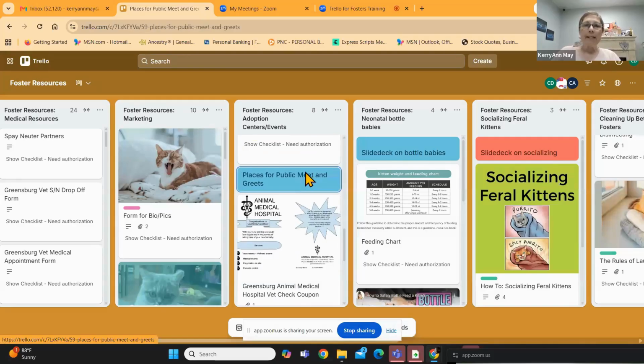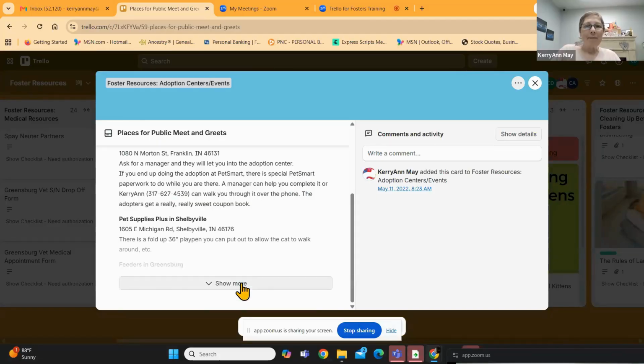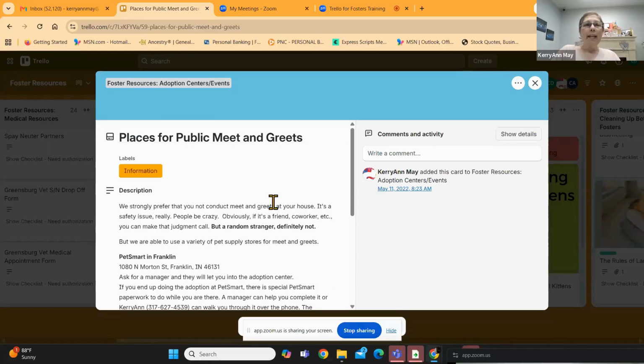Okay, really important: places for public meet and greets. So sometimes you might have somebody who's interested in a cat that's in foster care. They might have seen them on Pet Finder or a website or something like that. And so we will use a public space to do a meet and greet. And so the places, of course, are PetSmart in Franklin, Pet Supplies Plus in Shelbyville, Feeders in Greensburg, but also Hollywood Feed, which is on the southeast side of Indianapolis. And I will add some information about our office to that as well.